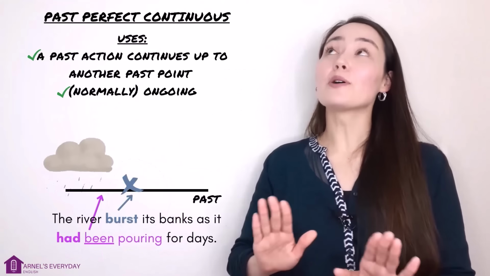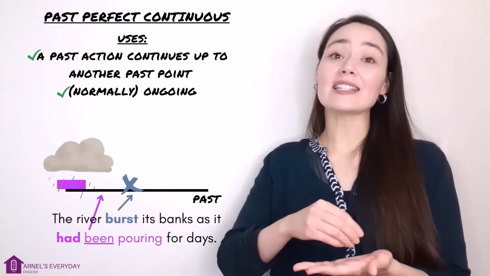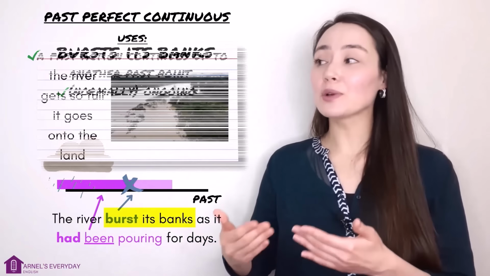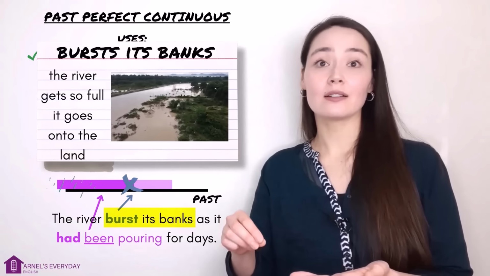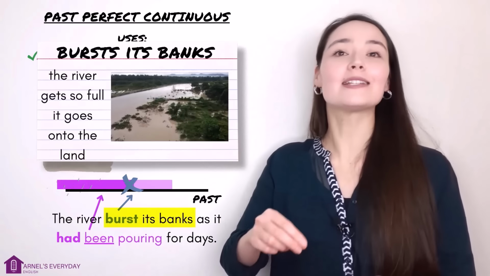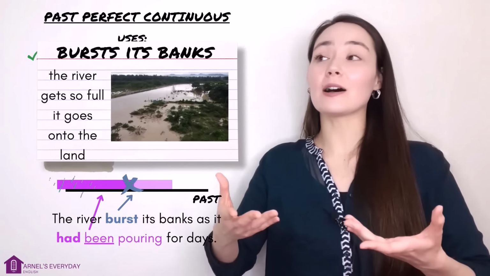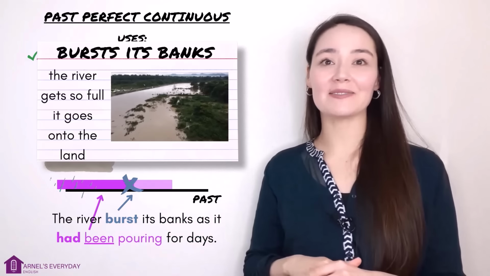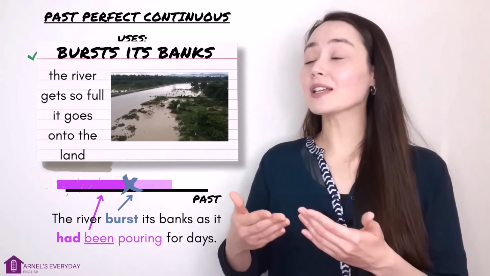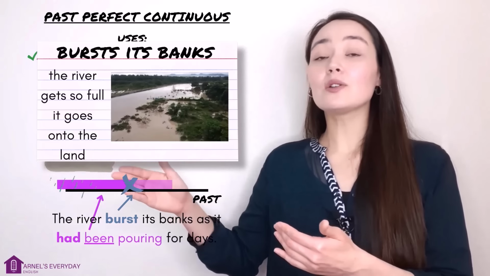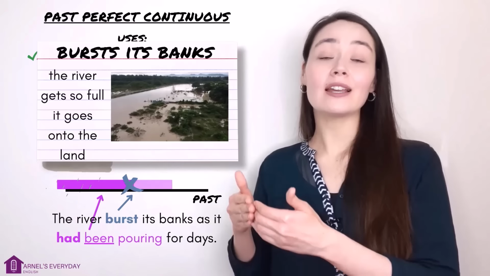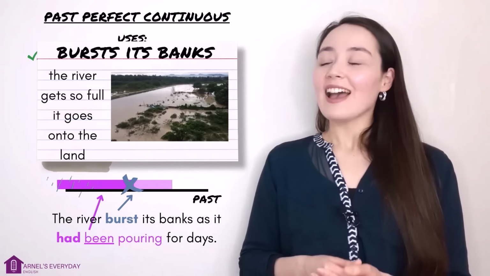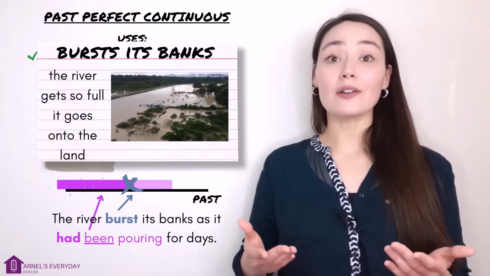The river burst its banks as it had been pouring for days. And if a river bursts its banks, that's really hard to say, bursts its banks, it means that the river is so full, the water starts to go on the land. You can see that past perfect continuous action continued up to another past point and was probably ongoing. I want you to take a look at another mini clip.